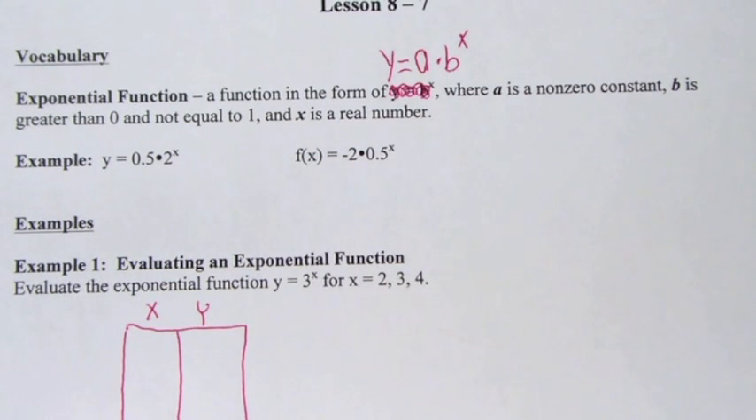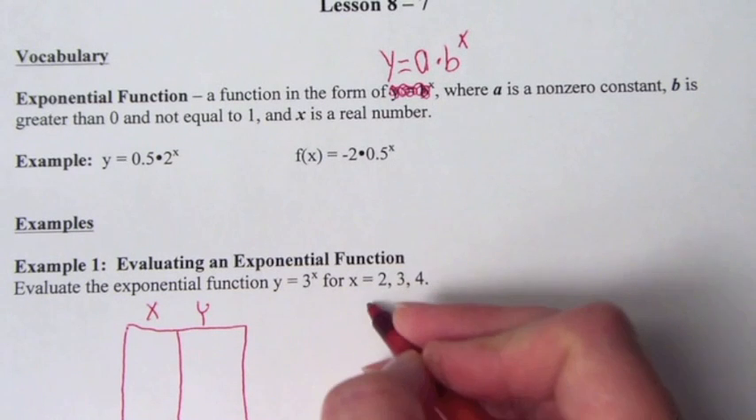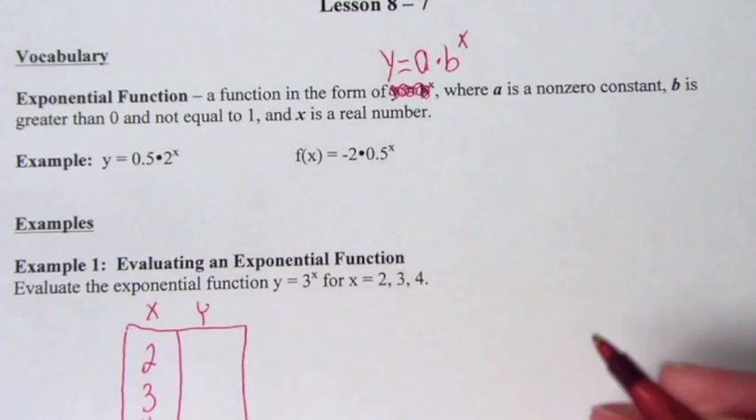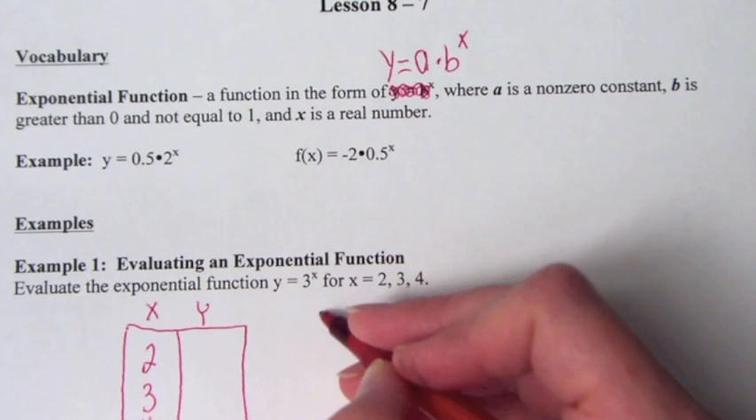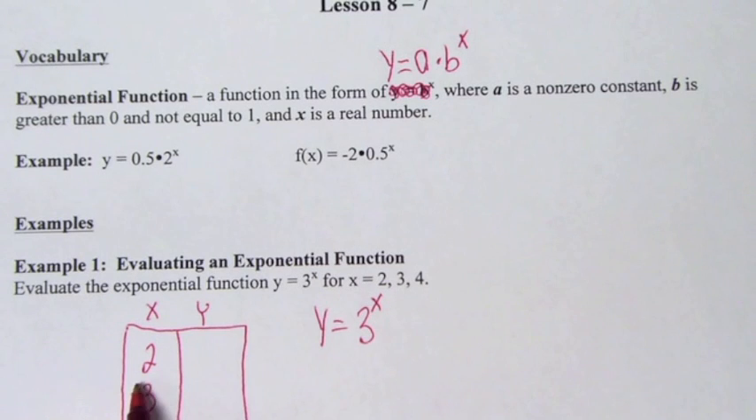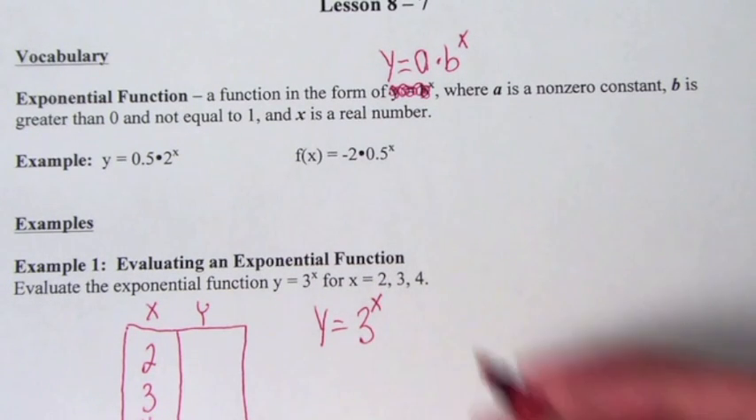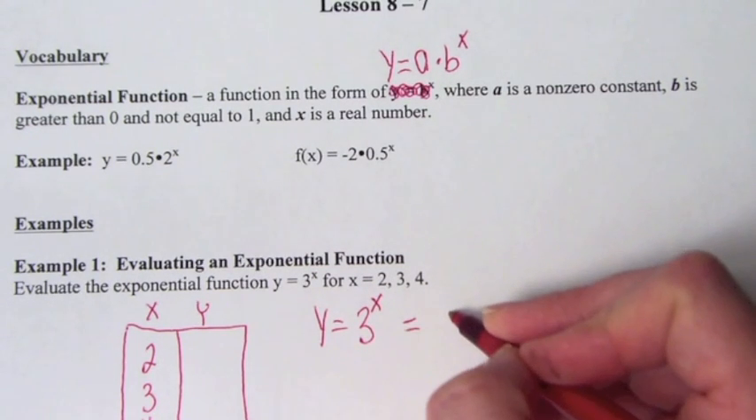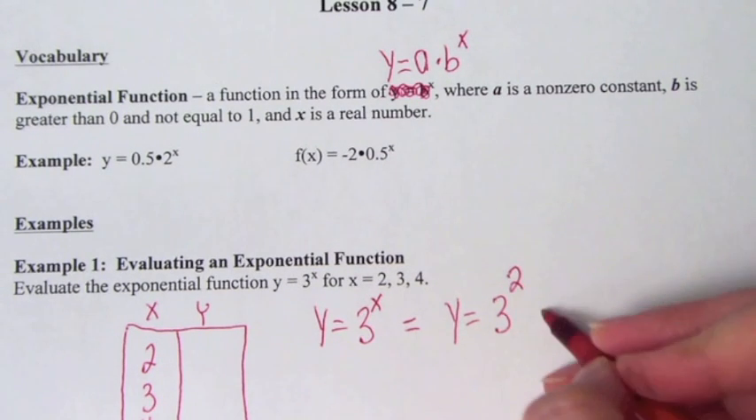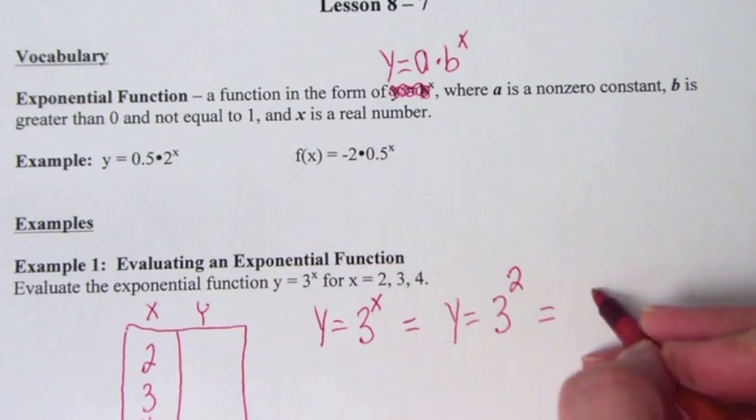Okay. So we're going to plug in 2, 3, and 4. We're going to plug in 2, 3, and 4 separately. So first let's start with 2. So we're going to plug into the function y equals 3 to the x power. We're going to plug a 2 in for x. So that's going to give us y equals 3 to the second power. What is that? 9.